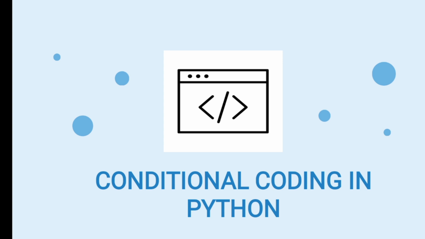Today we are going to learn about conditional coding in Python. After going through this chapter, you will be able to know about control statements and their types. You will understand the use of conditional statements, and you will be able to apply conditional statements in coding and use nested conditional statements.